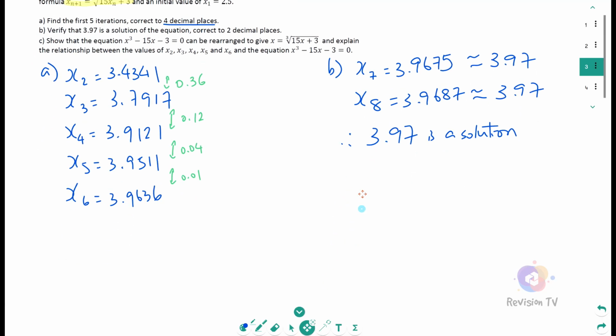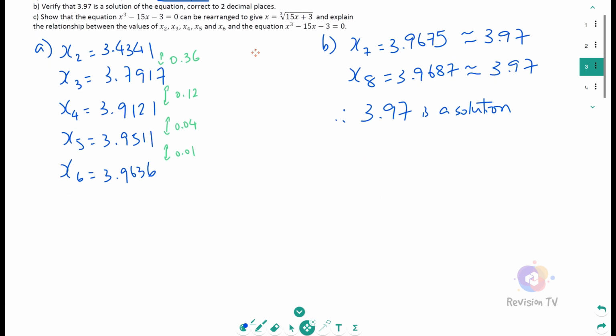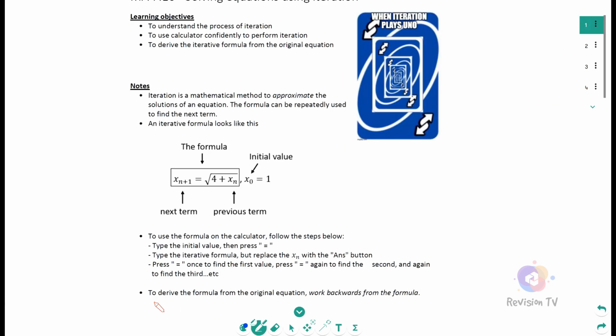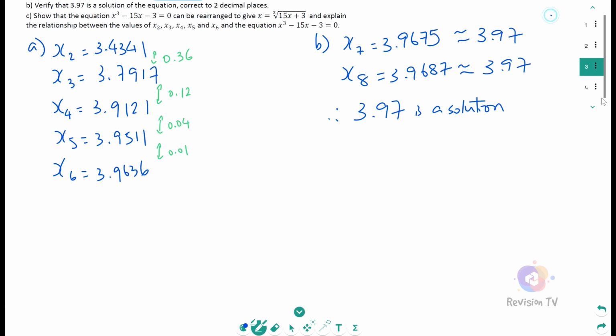So part C, show that the equation x cubed minus 15x minus 3 can be rearranged to this equation, x equals cube root of 15x plus 3, and explain the relationship between the values that we found, x1 to x6, and the equation x cubed minus 15x minus 3. So, if you remember what I said in the beginning, to derive the formula from the original equation, work backwards from the formula. Right, so this is what we're going to do.